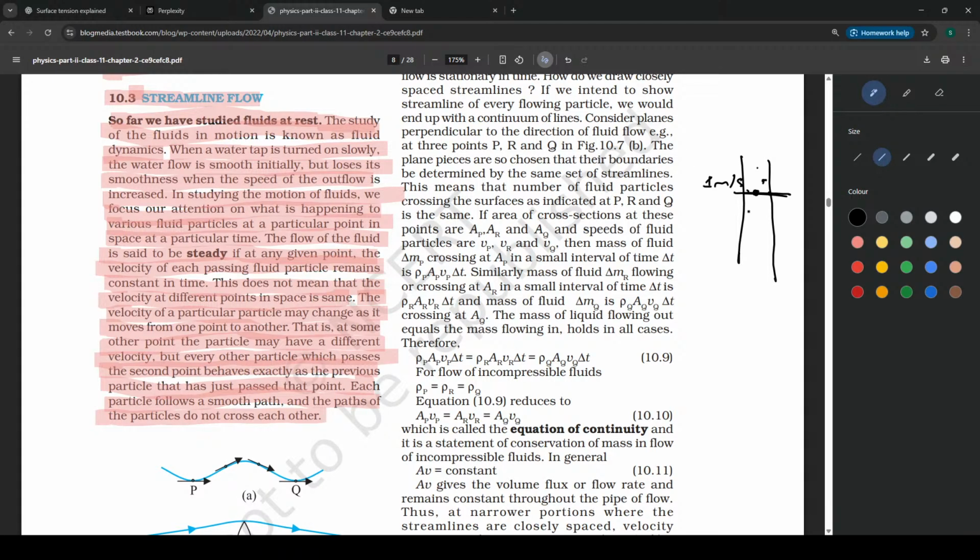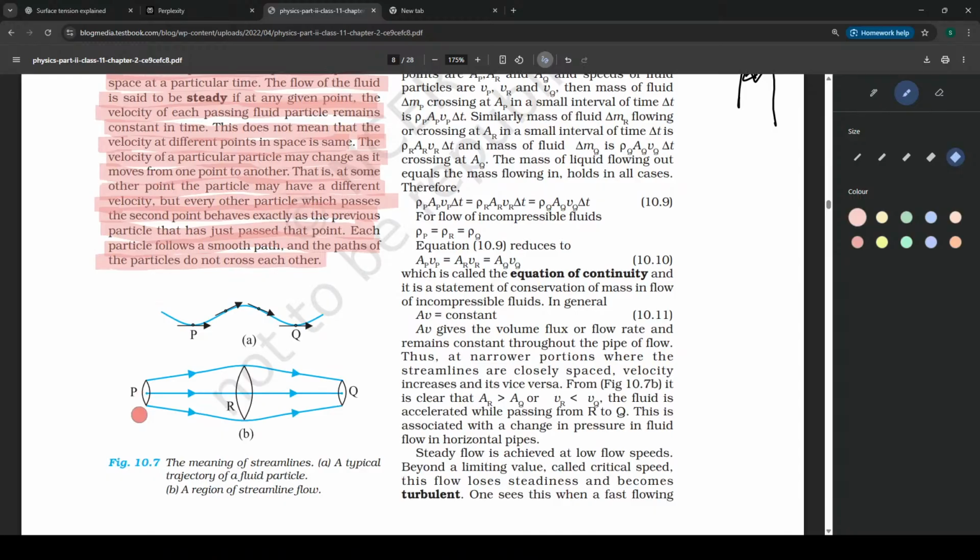And the particles should not cross over each other. Like if a particle is going like this, another particle should not come and intersect like this. That should not happen in a steady flow. That is what they mean by a steady flow. The path of each particle flows a smooth path, and the paths of the particles do not cross each other. That's what they mean.